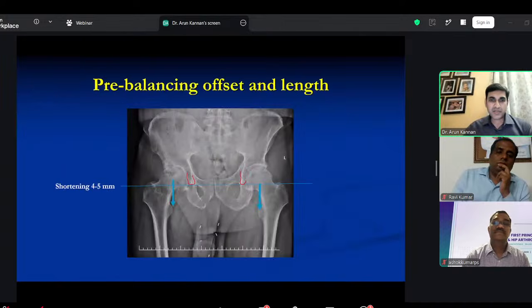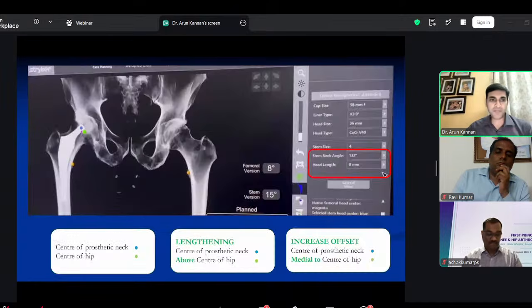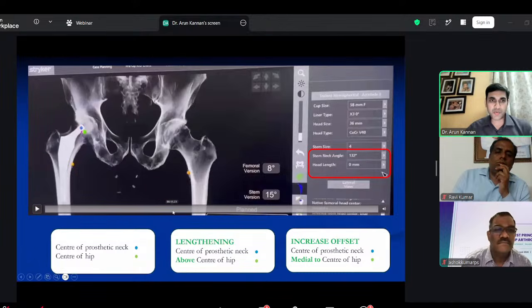An example, a gentleman with about 4 to 5 mm preoperative shortening on his pelvic X-ray. Here, the center of the prosthetic neck is shown as a blue dot and the center of the hip is shown as the green dot. If we want lengthening, we want to position the blue dot slightly above the green dot so that when we reduce the hip, it lengthens.